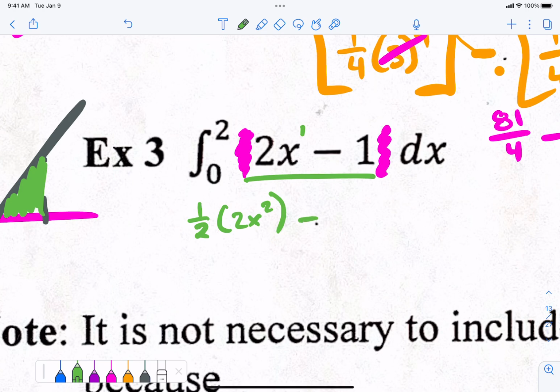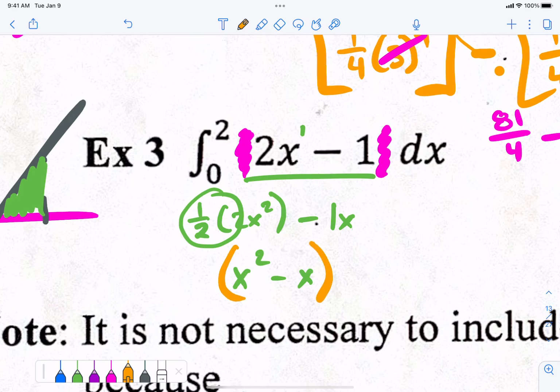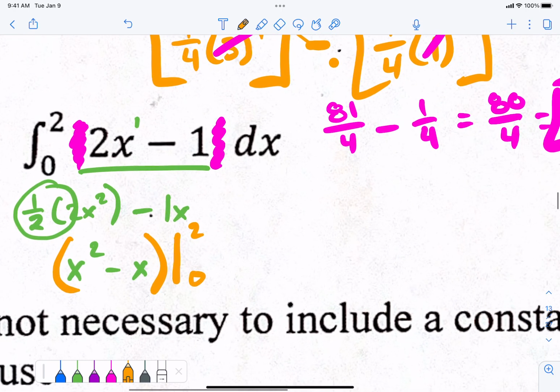Minus, what's the antiderivative of 1? 1x, okay? So this is really just x squared minus x. Make sense? Now, we have not yet plugged our numbers in, but we have taken the antiderivative, so I'm going to do 2 and 0. 0 minus 0 is 0.